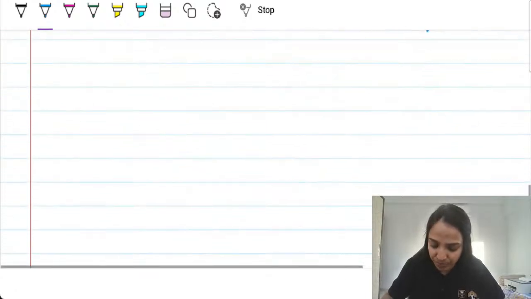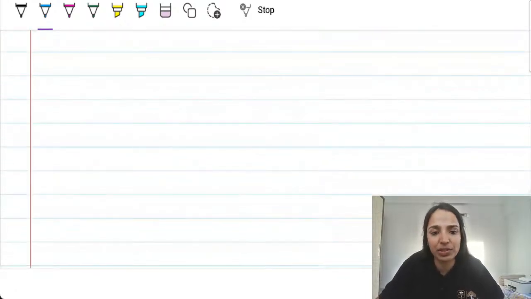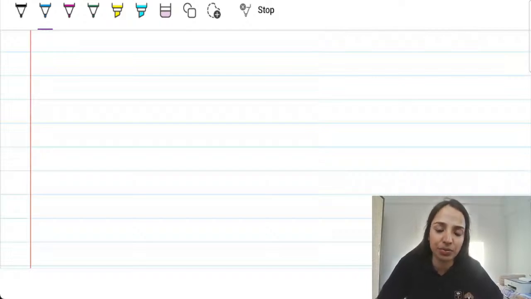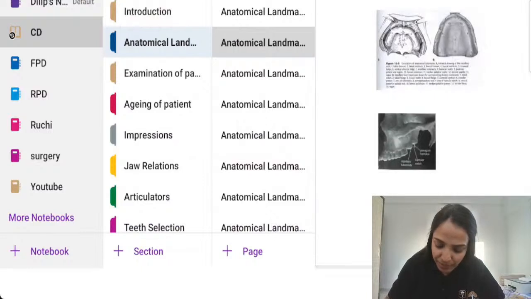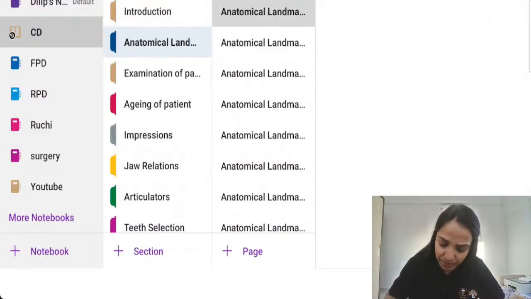So, the goal of this session is that we develop good concepts around CD, RPD, FPD, so you do not miss out the basic questions. And even if something different is asked, you are able to comfortably answer that in the exam. With that, we begin with the first topic, and we begin with complete dentures today.